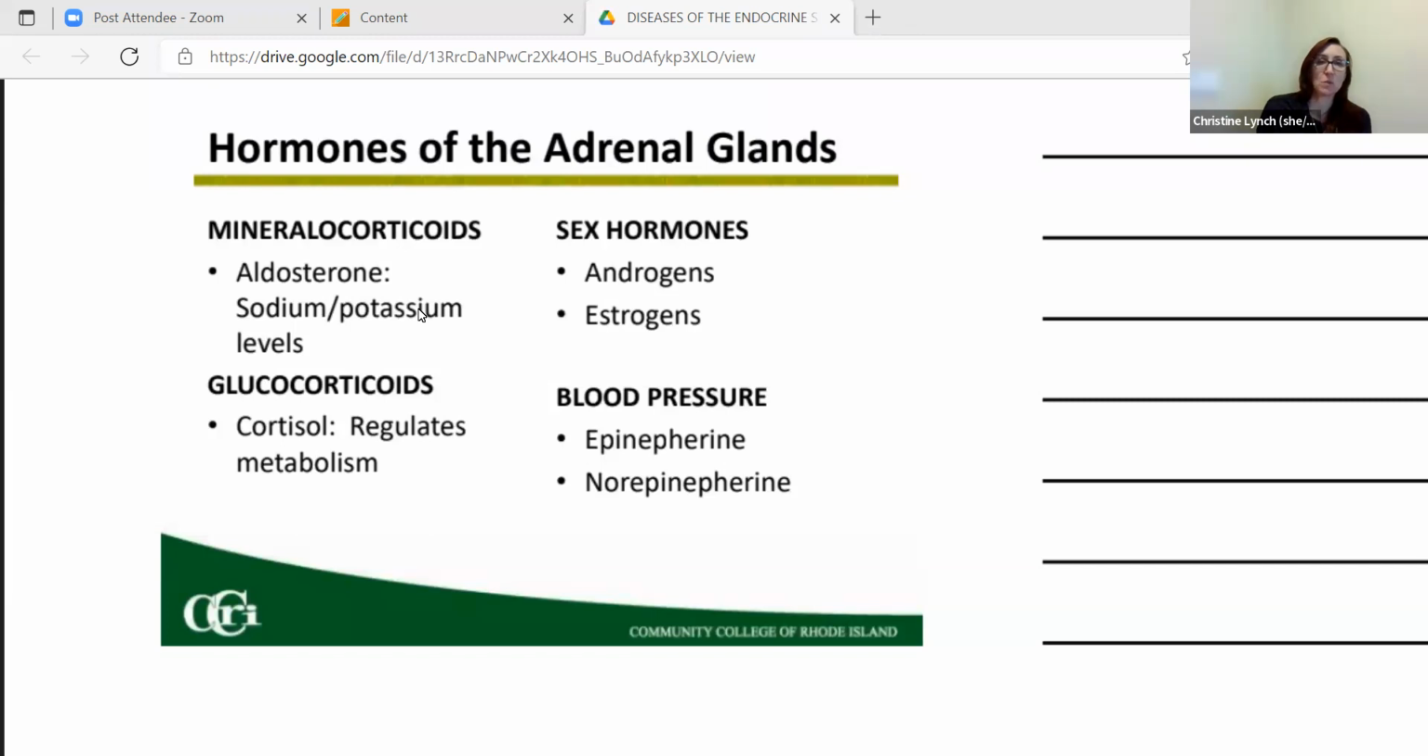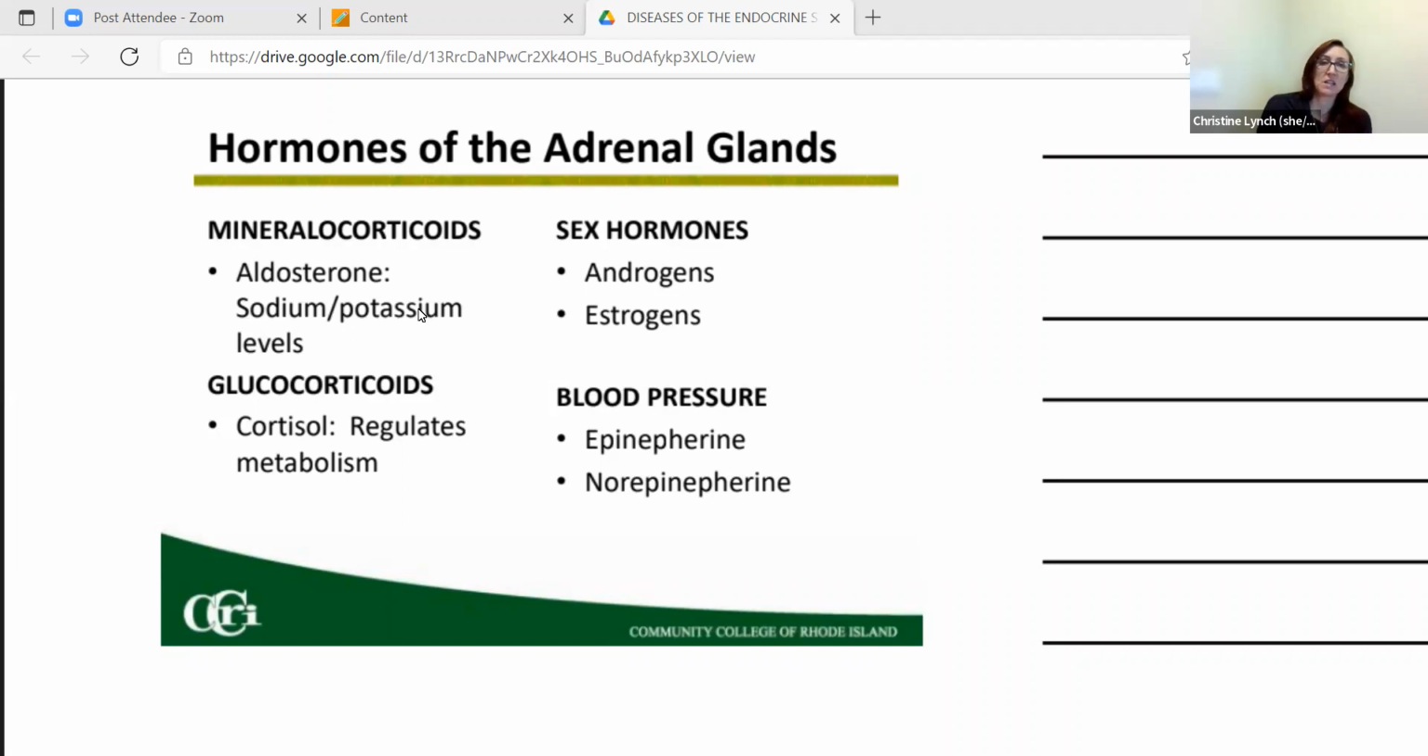And then the sex hormones include the male hormone, androgens, and the female hormone, estrogen. And then we have the medulla that secretes epinephrine and norepinephrine. And we learned previously when we talked about EpiPens, epinephrine causes vasodilation and increases the heart rate, blood pressure, and respiration. And then norepinephrine causes vasoconstriction.